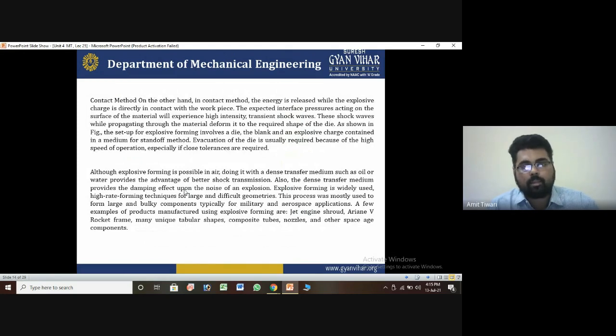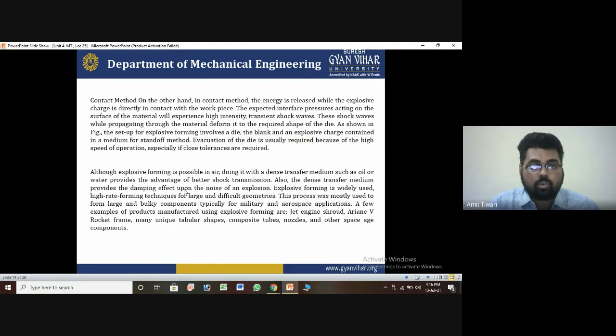Now the theory starts, basically the contact method. In the contact method, the energy is released when the explosive charge is directly in contact with the workpiece. At that time the explosive energy is released, and we can say the interface pressure acts on the surface of the material, producing a high-intensity, transient shock wave.